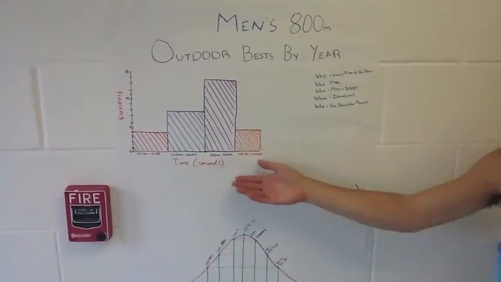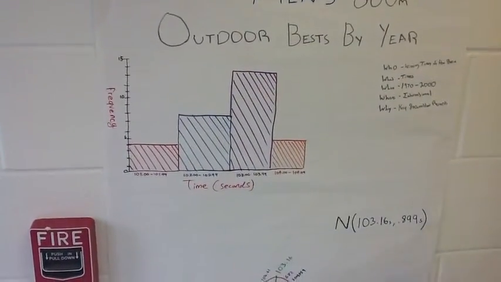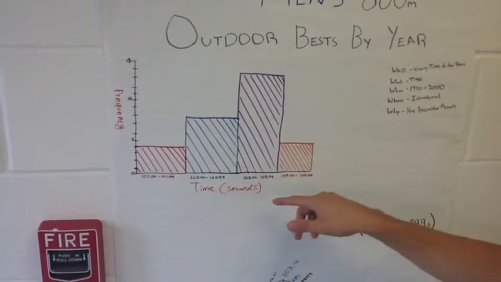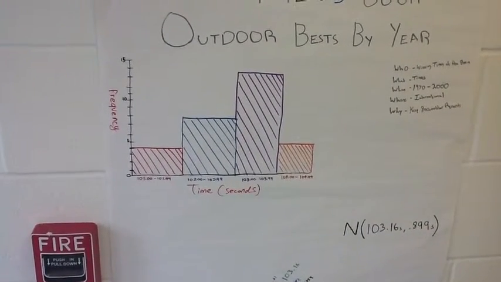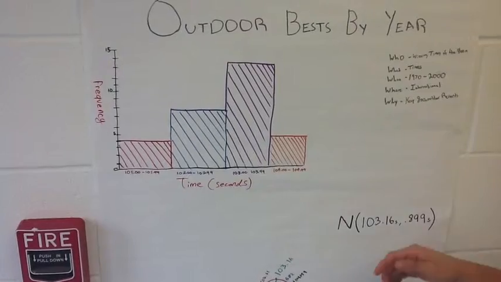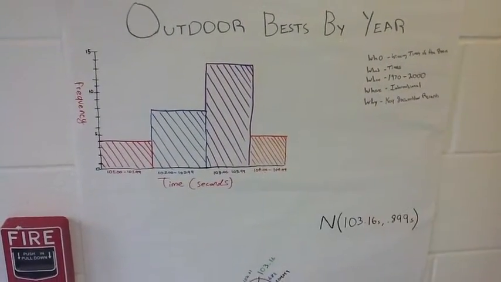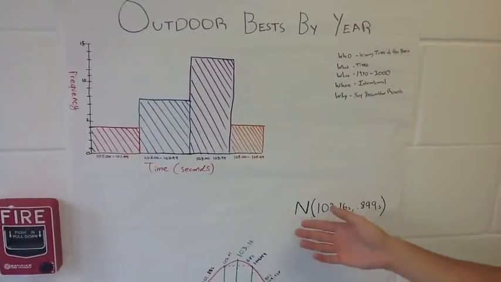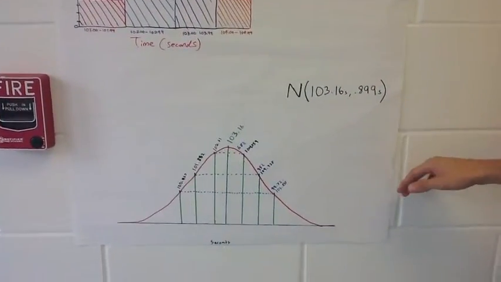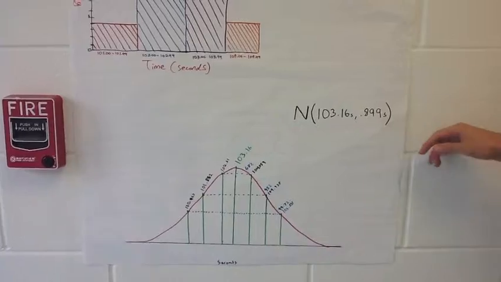Now, as you can see here in our histogram, we have it bracketed by 1 second each, and most people fell into the 103 to 103.99 second bracket. If that actually reflects the mean, if you go down here, the mean was 103.16 seconds.